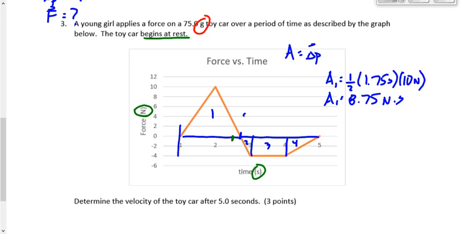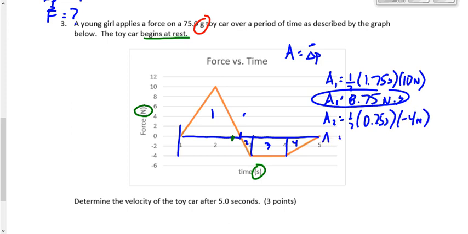Okay, area 1 is 8.75. Area 2 is also 1/2 base times height. The base is from 2.75 to 3. That gives me a base of 0.25 seconds and a height of -4. That gives me an area of negative 0.50 Newton seconds. How come it's negative? Because it's below the x-axis, right?